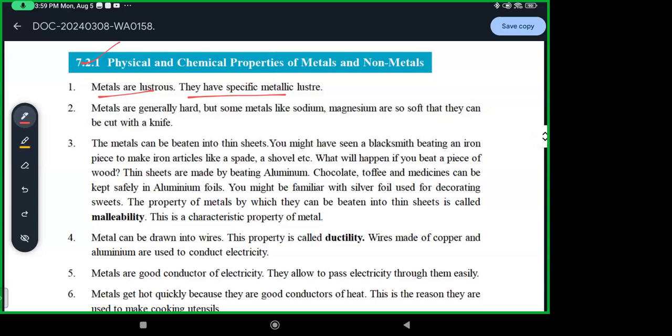They are generally hard, but some metals like sodium and magnesium are so soft that they can be cut with a knife. This is an exception to the property that metals are generally hard. Sometimes this question is asked: what are the soft metals? They are sodium and magnesium.